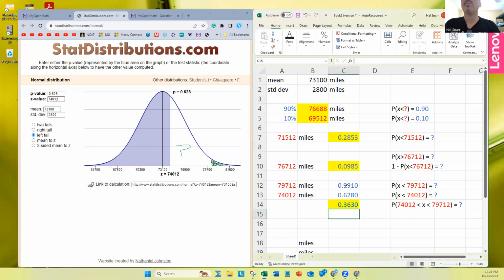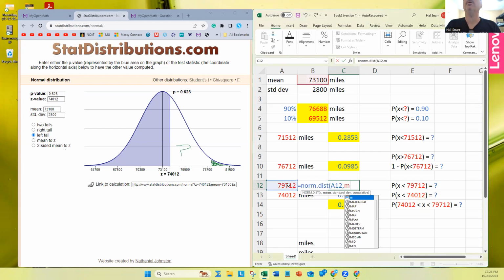Okay. All right, so we're going to calculate this here. Instead of using the numbers from statdistributions.com, we're going to type norm.dist, and we're using norm.dist because it's calling for a value along the x-axis, which is that. Then we have the mean that we named m, the standard deviation we named s, and then true. And then I'm just going to drag this down.